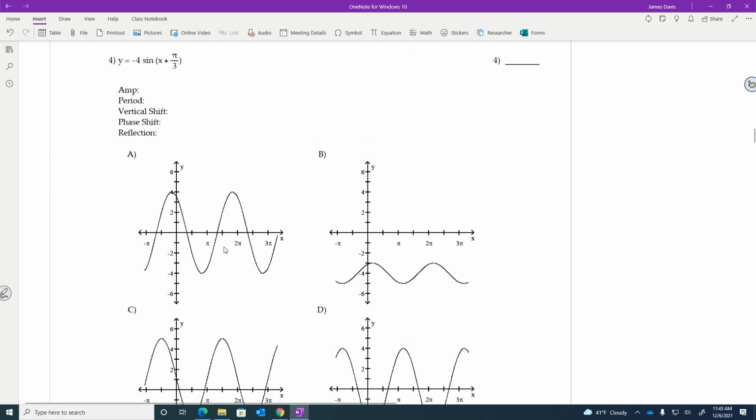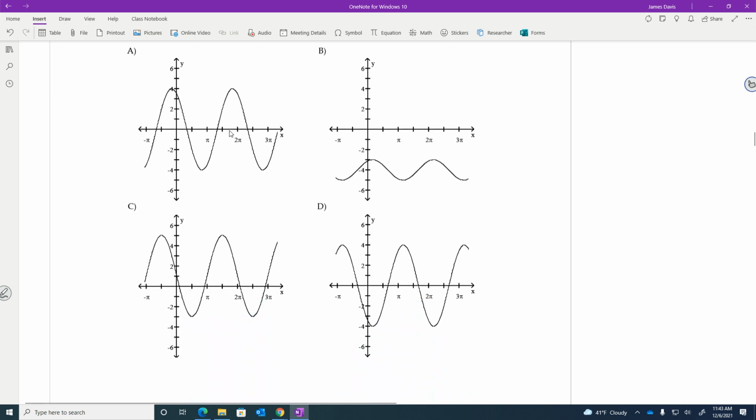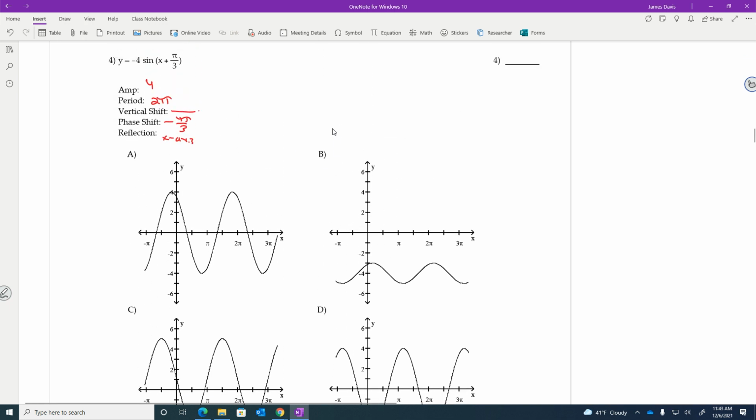For number 4, amplitude is 4. Period is 2 pi. Vertical shift, there's none. Phase shift, we're going to go minus pi over 3. And there is a reflection over the x-axis. So a little bit more challenging on this one. However, there's no vertical shift, so you could eliminate B.